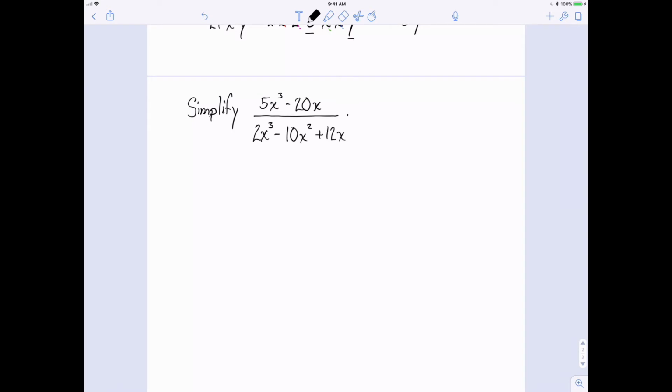To begin, I can't cancel anything at this point because everything is written in addition and subtraction. I've got my addition piece, and then I've got subtraction. So I can't cancel anything at this point. So what we have to do is the same thing that we did above, and that is first factor the numerator and denominator.